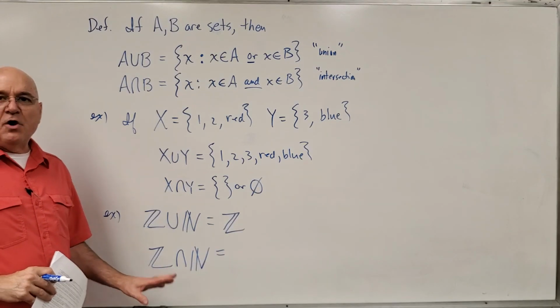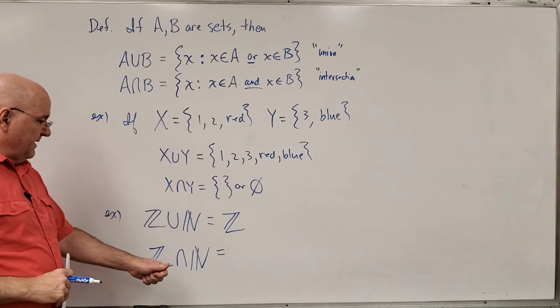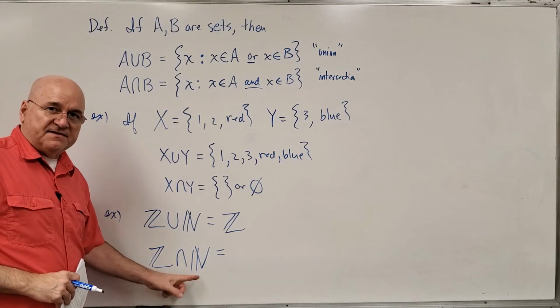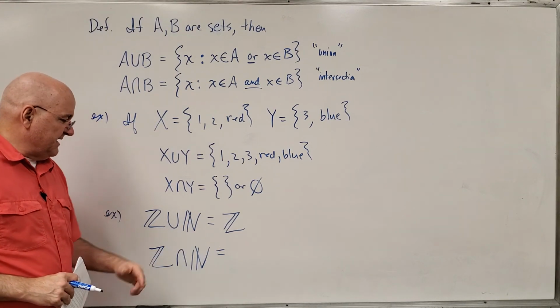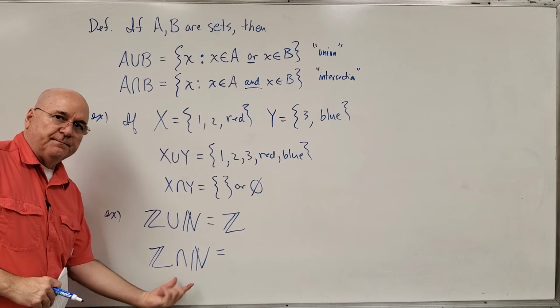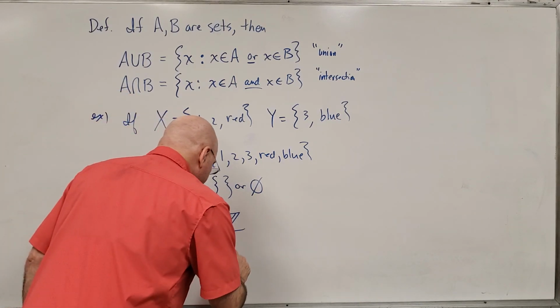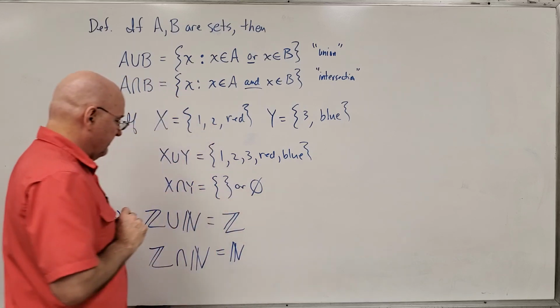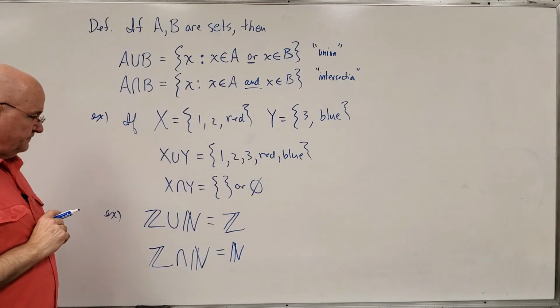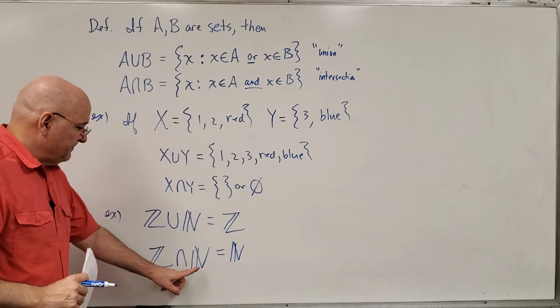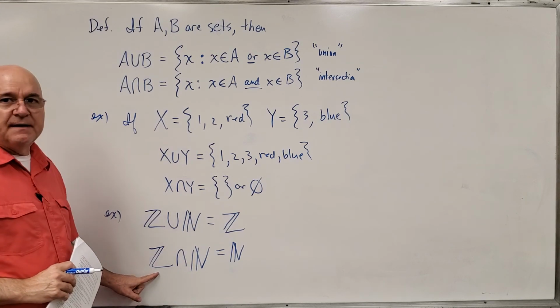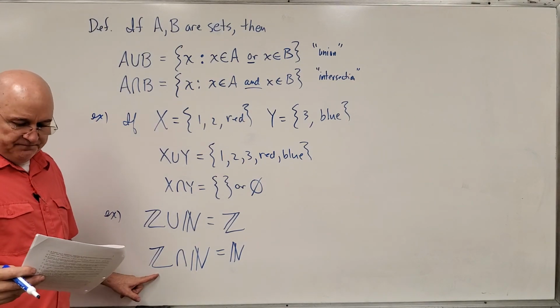I need the set of all elements that are in this and in this. Every element in the intersection has to be in both of these sets. So I think, again, if you think about it for a minute, you'll come up with that. Again, that's because the natural numbers are a subset of the integers.